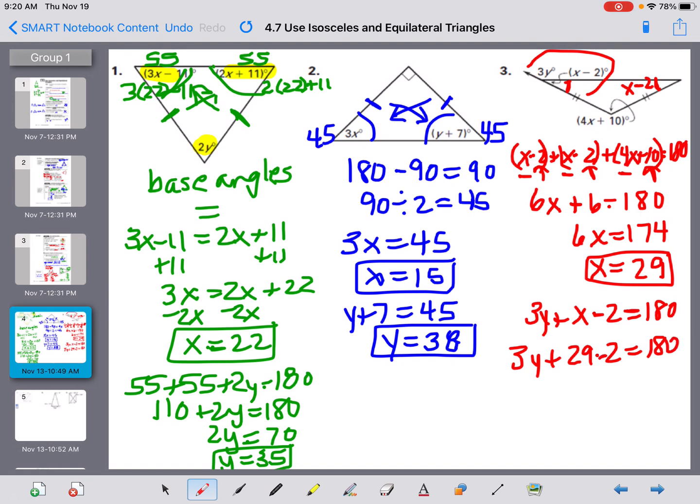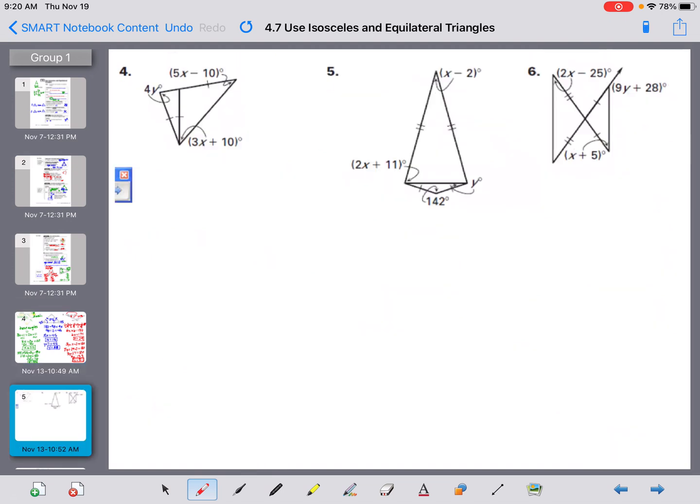29 minus 2 is 27. All right, so 180 minus that 27 is 153. Divided by 3 is 51. Okay. All isosceles triangles, but 3 different methods depending on how the information is given. Okay. So always look at your example and say, how can I use the information I have? Okay. Let's look at a couple more.